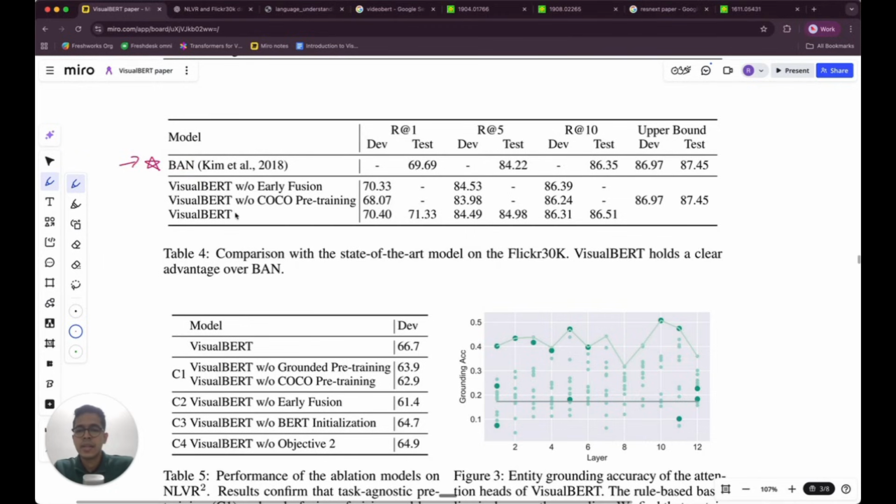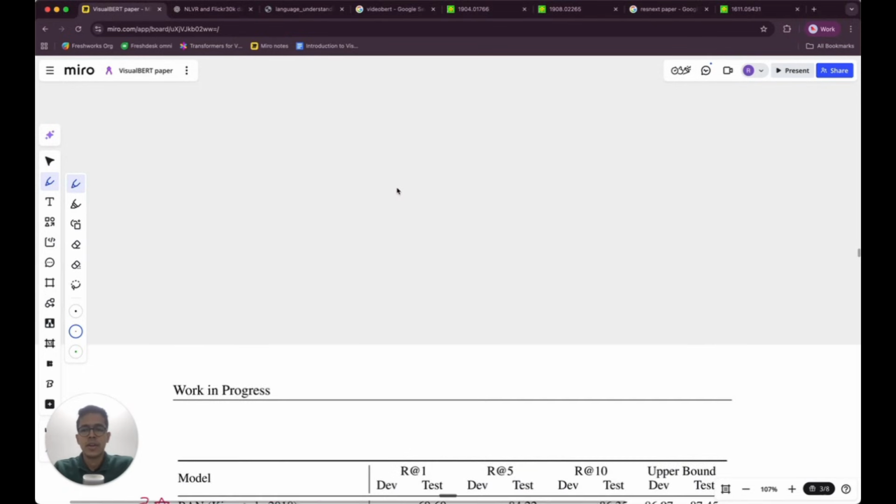And here you can see there is not much difference between the without early fusion case and with early fusion. 70.33, 70.40, 84.53, 84.49, 86.39, 86.31. So very much similar. But COCO fine-tuning seems to be a big deal. If you don't have COCO pre-training, the performance is significantly lower. All right. So this is very good.